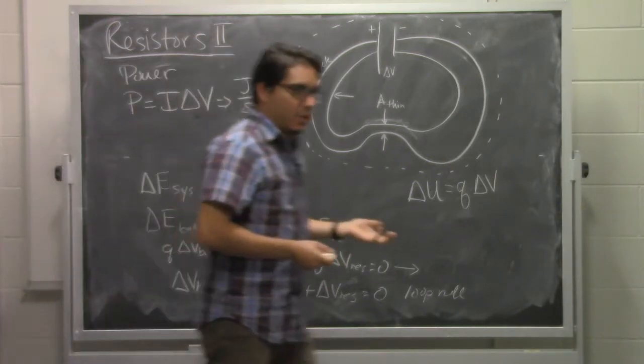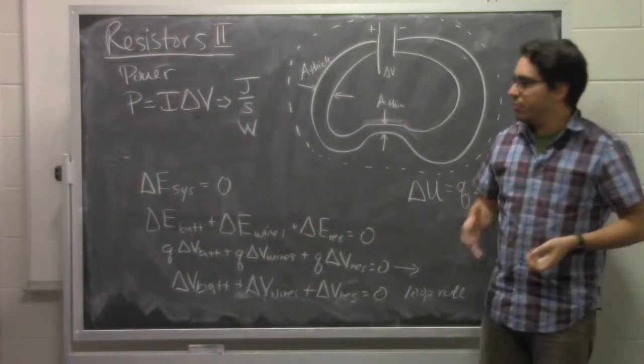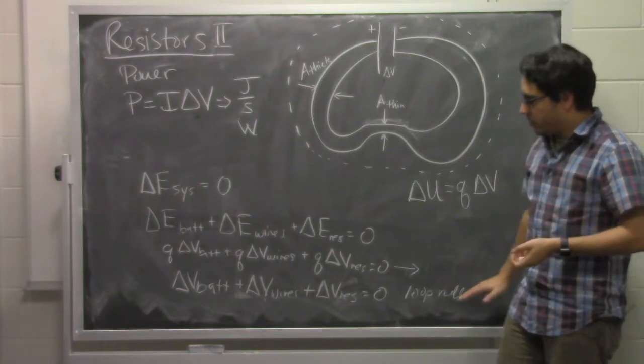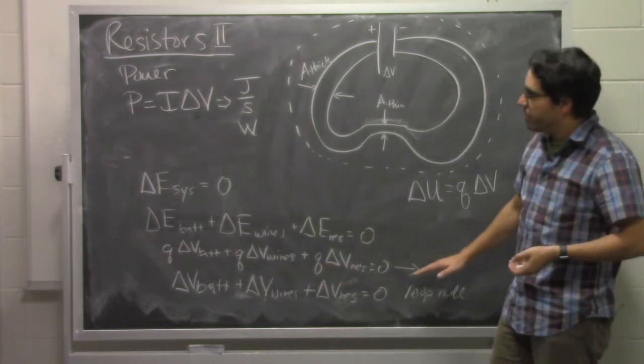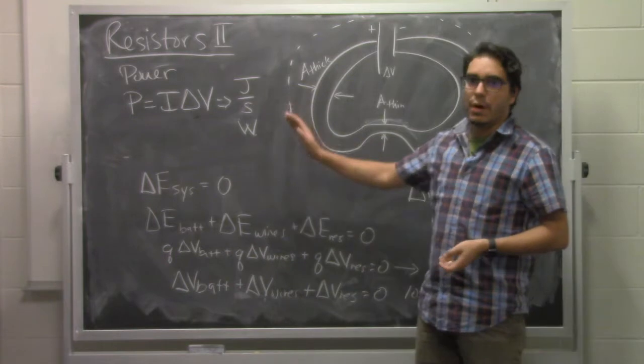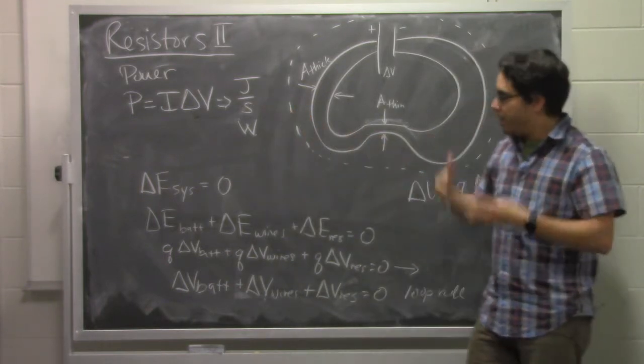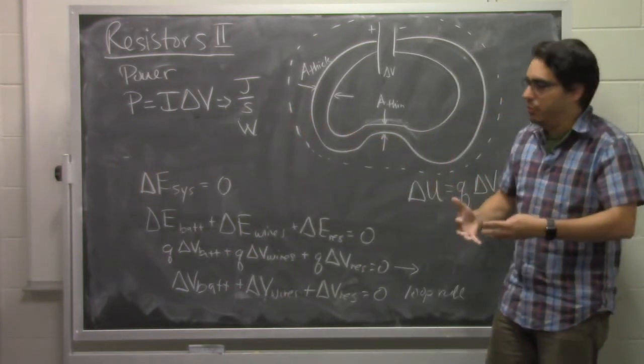So in this video, we used that idea of energy conservation to derive the loop rule to understand how energy is shared throughout a system. And then we talked a little bit about why you would care about power. That is, how much energy per unit time is dumped into a circuit element.